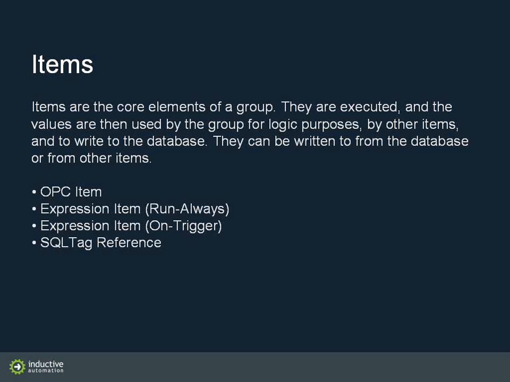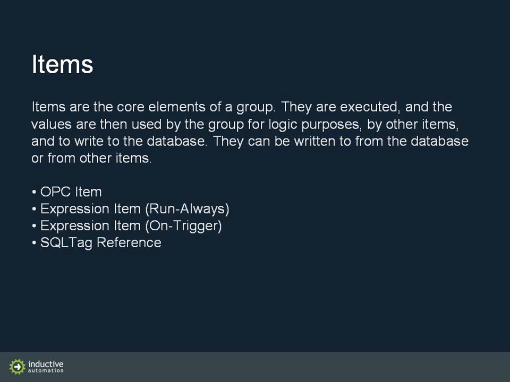So there are really 4 types of items you can use in a group. An OPC item, which maps directly to a PLC value. An expression item that can be run always or on trigger. So they have 2 different types of expression items, and we'll look at exactly what those are. But expression items allow you to do an expression, some logic expression or SQL query within the group. Or we can have a SQL tag reference, to reference some SQL tag that we have set up in our SQL tags database.